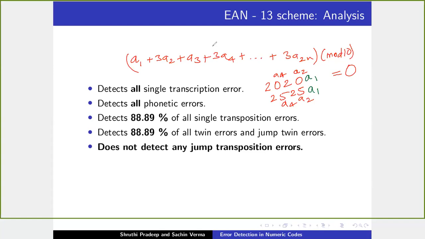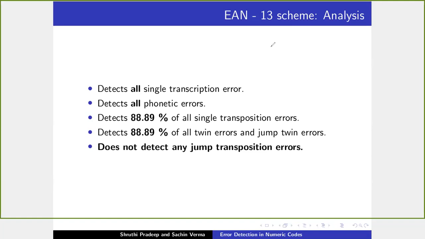Sachin, is this a valid example or not? It's a valid example. Actually, you can see where it will not detect: it is when the difference becomes a multiple of 5. So if you take 9 as your repeating error and 4 as your repeating error, in such cases you cannot detect that there is an error. The check digits will come out to be the same in the case of jump twin errors.